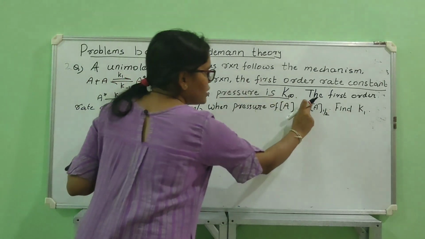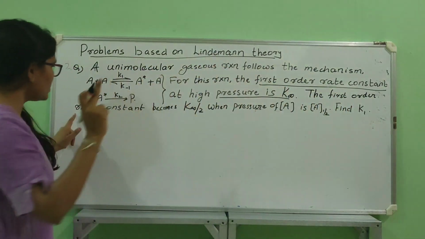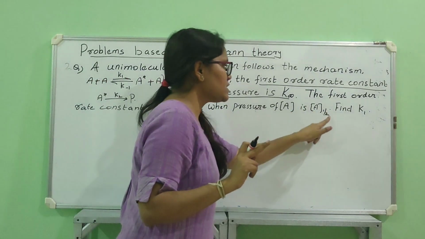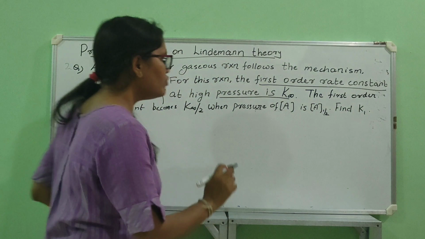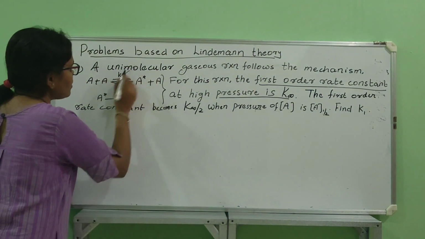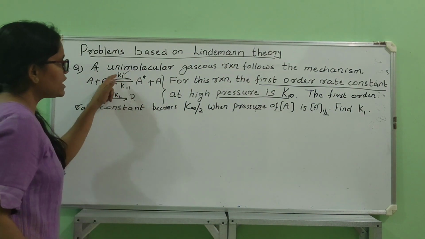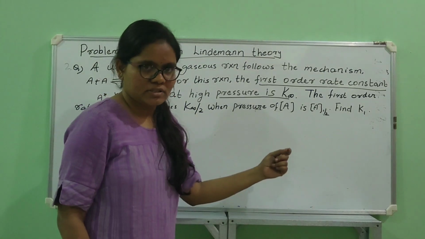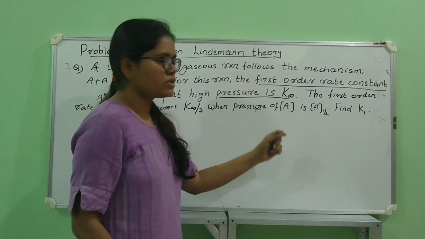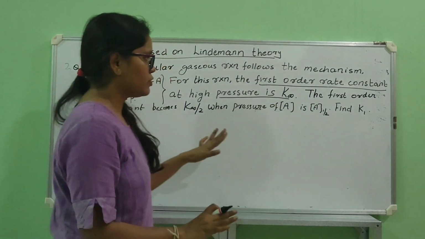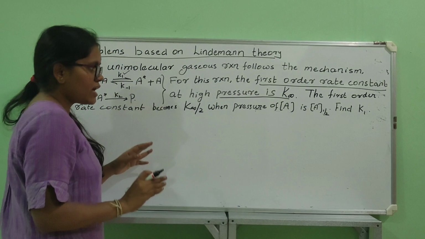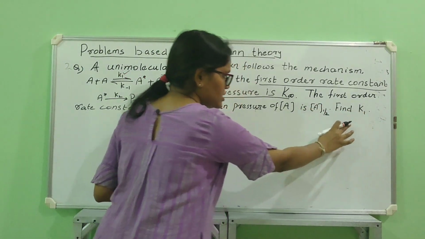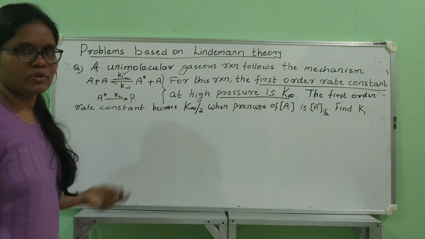So there is one more information given. The first order rate constant becomes K infinity by 2 when the pressure of A is A half. Find K1. Now we are asked to find the value of rate constant of this step. So this K1 is also sometimes called rate constant of activation step. So K1 or rate constant of activation step means the same. Even if in exam they ask to find the rate constant of activation step, for that you need to find K1 only.